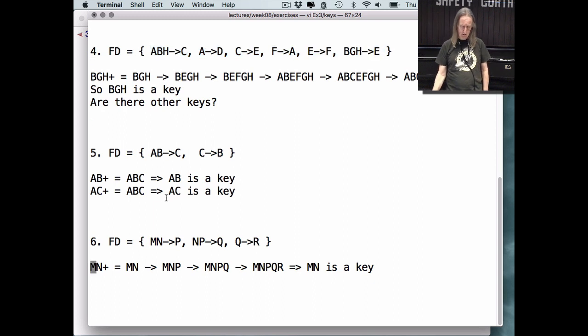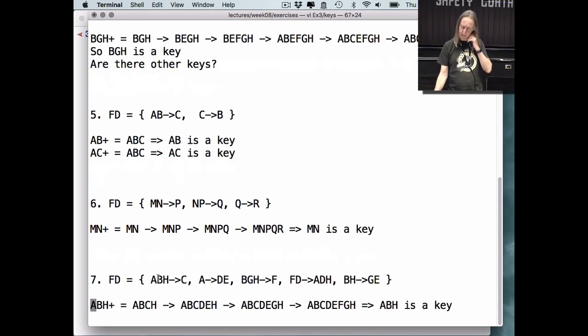Alright, so here's another one. So clearly this has got M, N, P, Q, R as the attributes. So eventually, if I'm going to find a key, the attribute closure from that key has to be M, N, P, Q, R. So if I start with M and N, that allows me to derive P. Once I've got P, I've got N and P. So that allows me to derive Q. Once I've got Q, I can derive R. Therefore, MN by itself is a key.